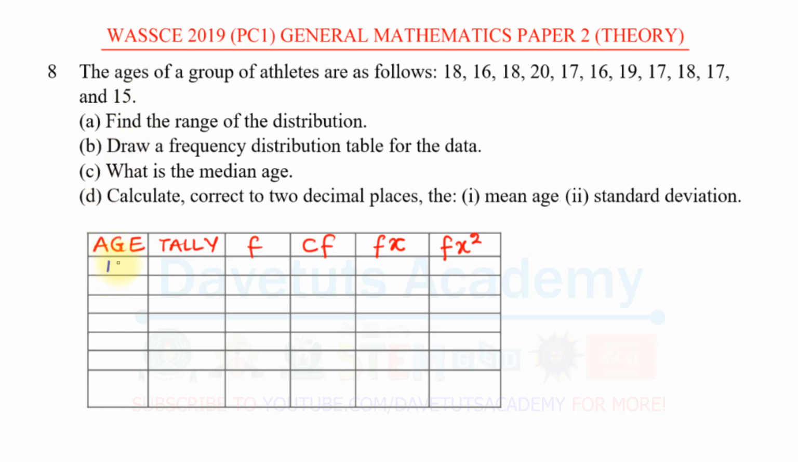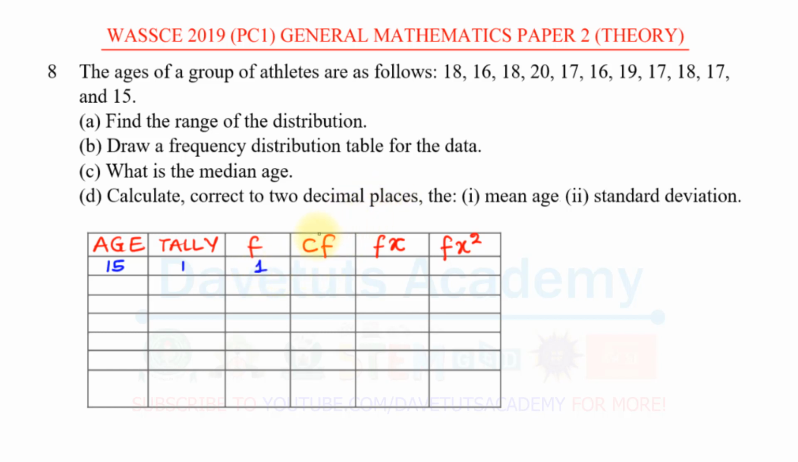So here in the age, we put 15. Then the tally is the guide that will help us to capture the frequency correctly. So how many 15s do we have here? It's only 1. So that means the tally is 1. And definitely the frequency will also be 1.